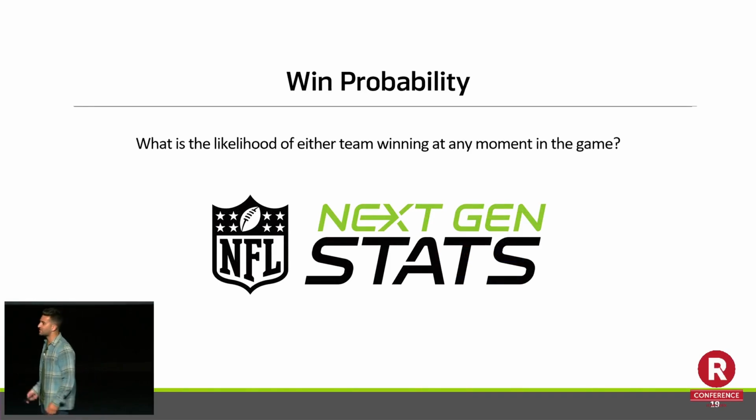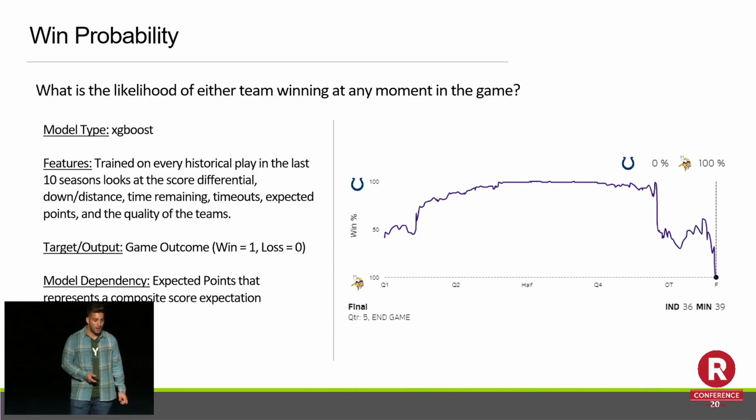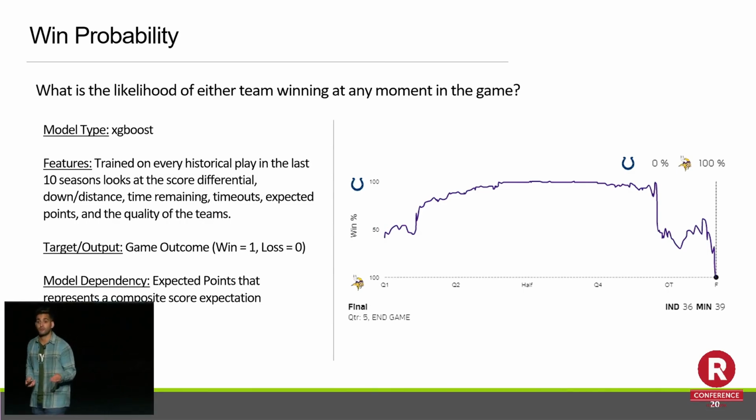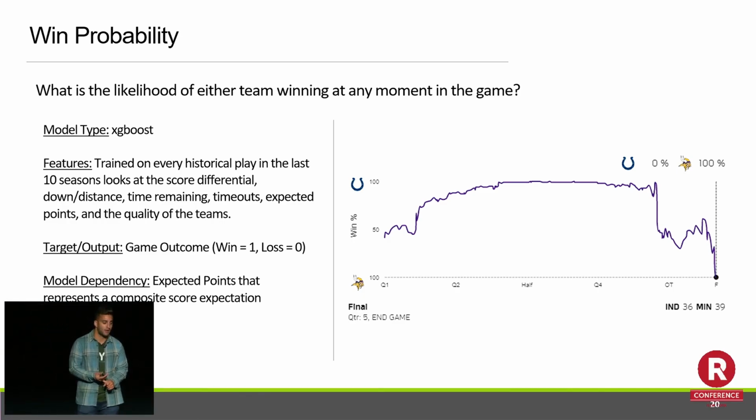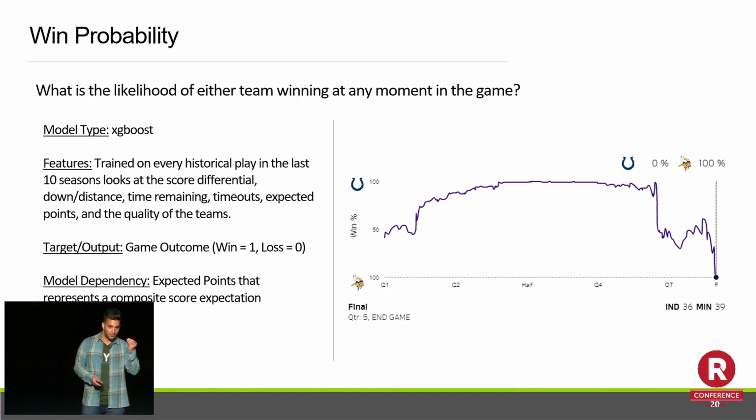Win probability. What's the odds of a team winning the game at any moment in the game? So this is an XGBoost model. We found that engineering features was important here. So we looked at the score differential, the time remaining, how many timeouts were left. We looked at the quality of the team. So we have a measure of, if the Chiefs and Patrick Mahomes are playing the Buccaneers without Tom Brady, that line is the team strength that is going to be indicative within this model. So our target output is 1 is a win, 0 is a loss. And over time in the game, you can see the win probability fluctuate for every play.